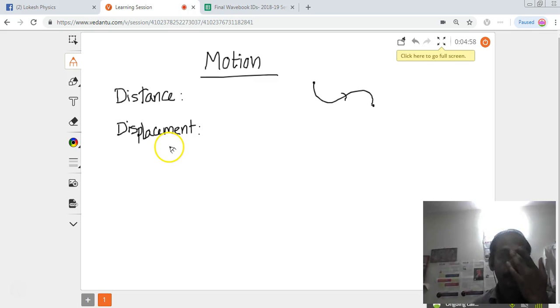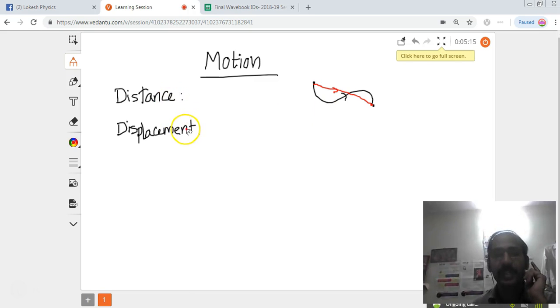Displacement. Again, repeat. The shortest distance covered by an object. Yes, the minimum path traveled by an object, or the shortest distance covered by an object, is called displacement.